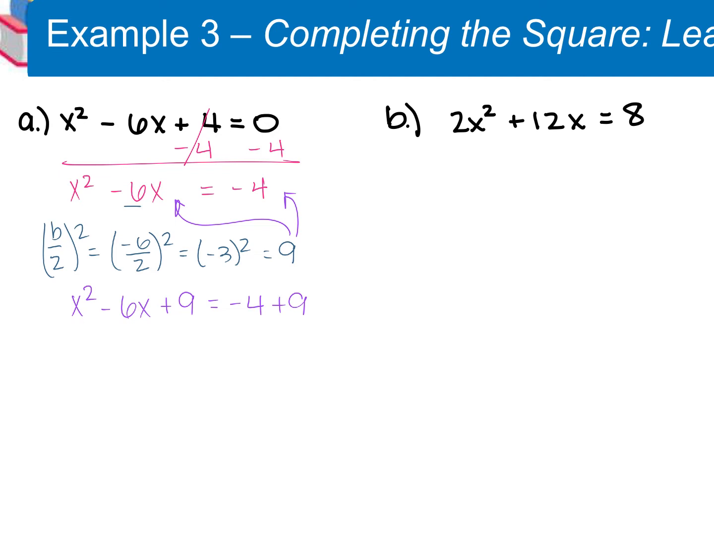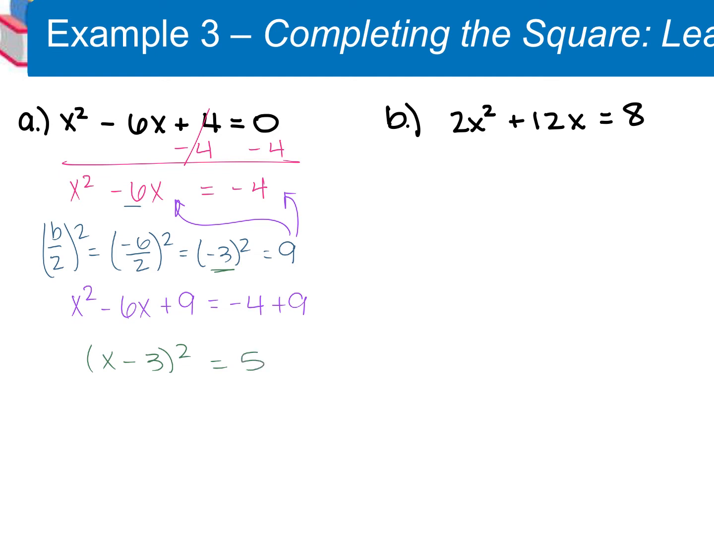Factor your left side, add your right side. The number that you squared was negative 3, so put an x in there with that negative 3. You're given x minus 3 squared. That is that x squared minus 6x plus 9 factored. It's a perfect square trinomial, so it's going to be a binomial squared factored out. The negative 4 plus 9 is 5.